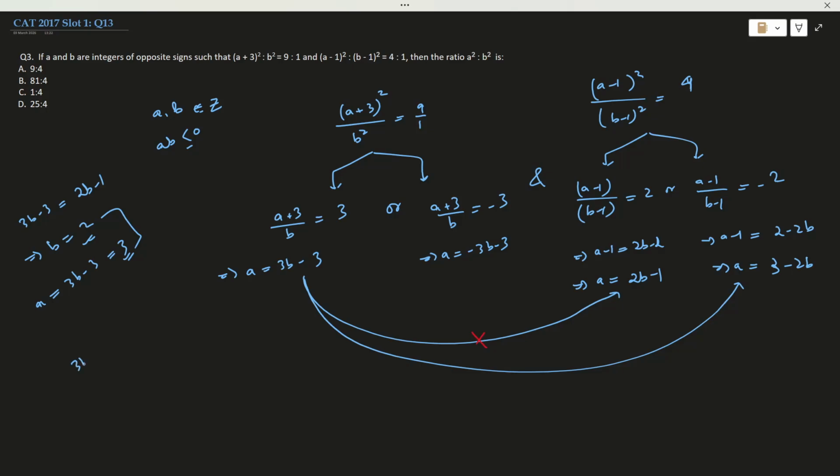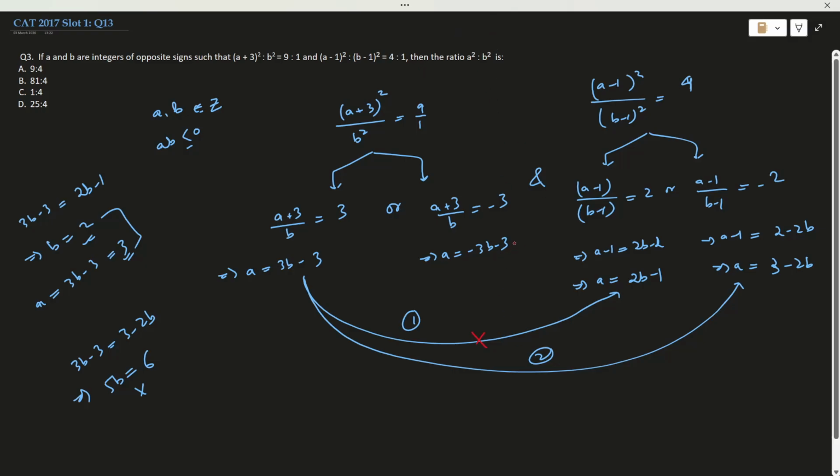Let's solve. 3b minus 3 is equal to 3 minus 2b. Second case. Okay, this is the first case, this is the second case. What will I get? I will get 5b equal to 6. This case is not possible, because from here you will not get b as an integer. Alright, the second case is gone.